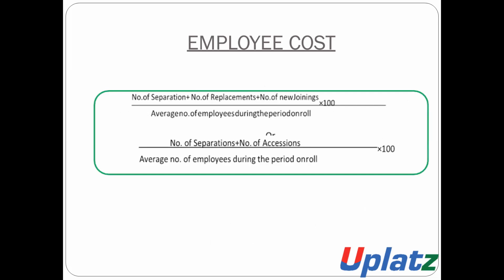Number of separations plus number of replacements plus number of new joinings, divided by the average number of employees during the period on payroll, into 100, or number of separations plus number of accessions divided by the average number of employees during the period on the roll, into 100. So on the flux method we can calculate employee turnover when new joining is also considered. These are the formulas.